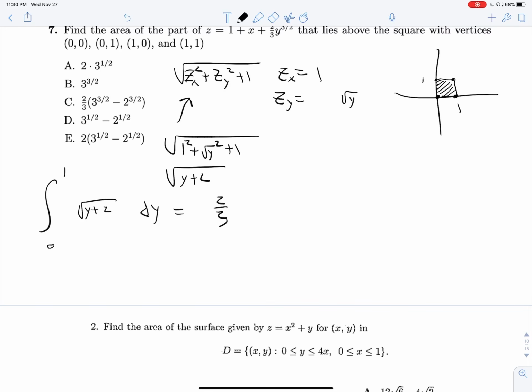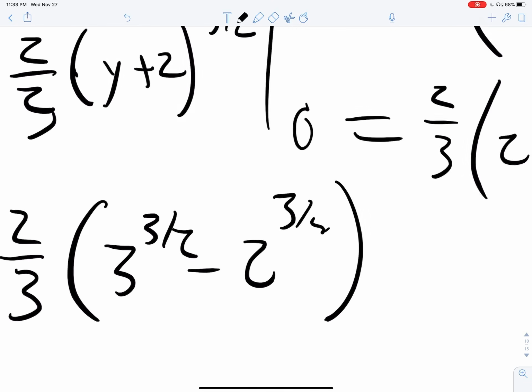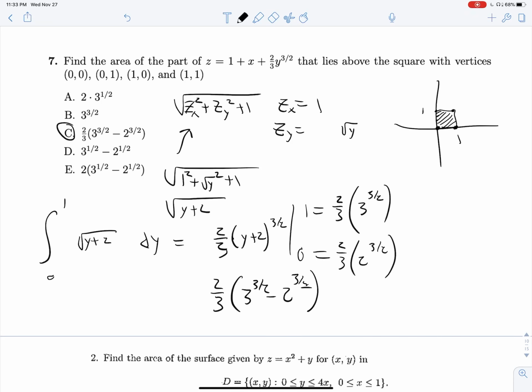Two thirds times y plus 2 to the 3 halves on 0 to 1. And evaluating this, we will get 2/3 times 3 to the 3 halves and 2/3 times 2 to the 3 halves, which we can write as 2/3 times 3 to the 3 halves minus 2 to the 3 halves. And again, absolutely terrible 2 down here. But that's okay because our answer choice is up there and it's answer choice C.